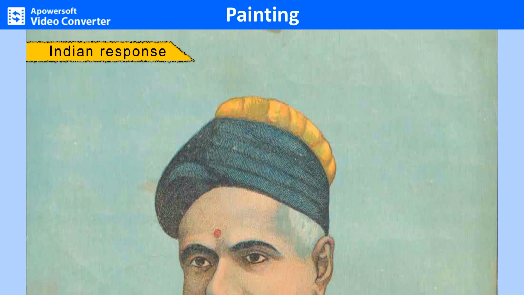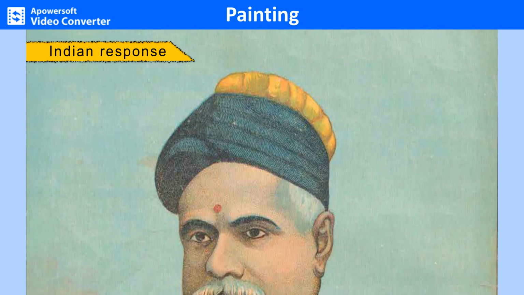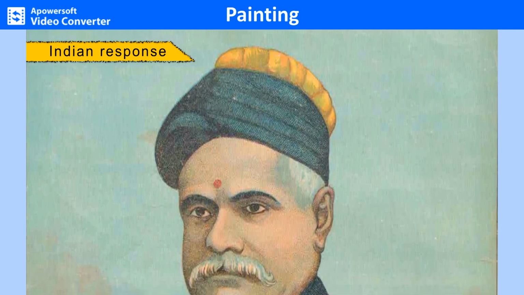The Mysore and Tanjavur schools of art flourished in South India. The common themes were Hindu religion, royal portraits and court scenes.